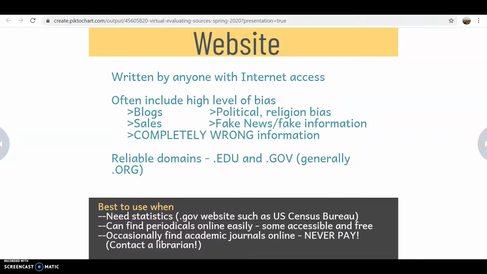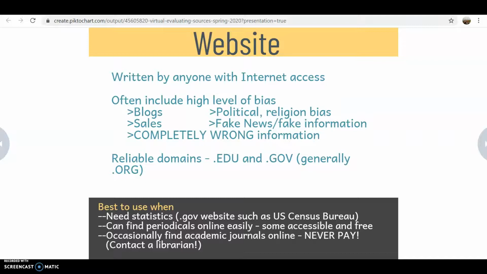You really have to apply all those areas very carefully because anybody can put anything on there. Blogs are personal opinions. There's lots of bias for politics and religion. You have to be mindful of fake news or if they're trying to sell you something, right? So looking at the domain, .edu and .gov, really good. Be a little more mindful of the .orgs, but really great information if you're looking for statistics.